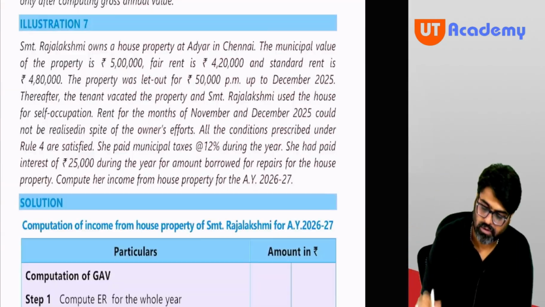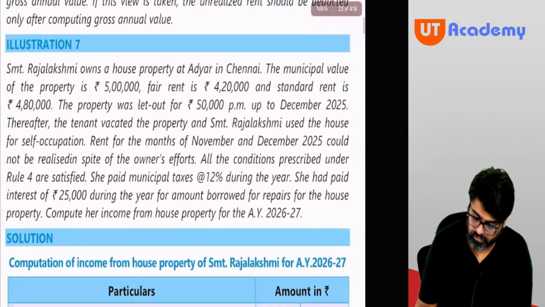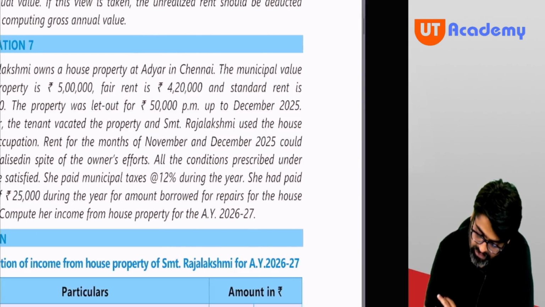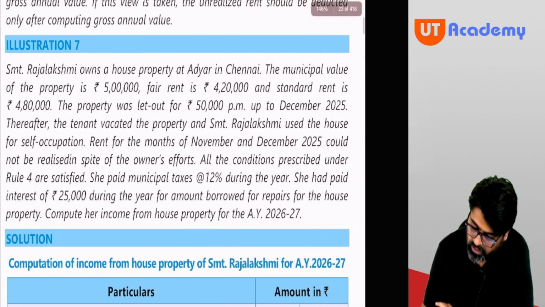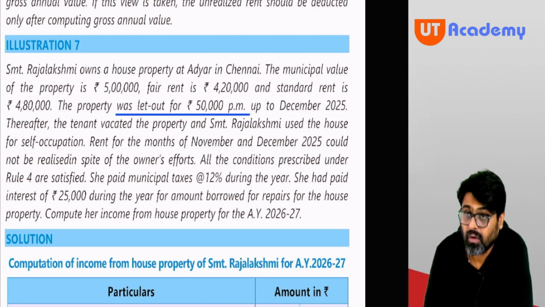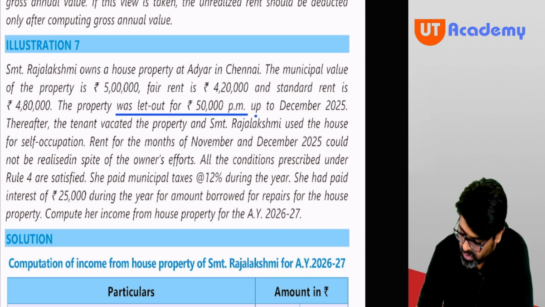Okay, now question number 7. Srimati Rajlakshmi owns a house. Where? Adyar in Chennai. Municipal value of the property is 5 lakhs. Fair rent is 4 lakh 20. Standard rent is 4 lakh 80. The property was let out for 50,000 per month.